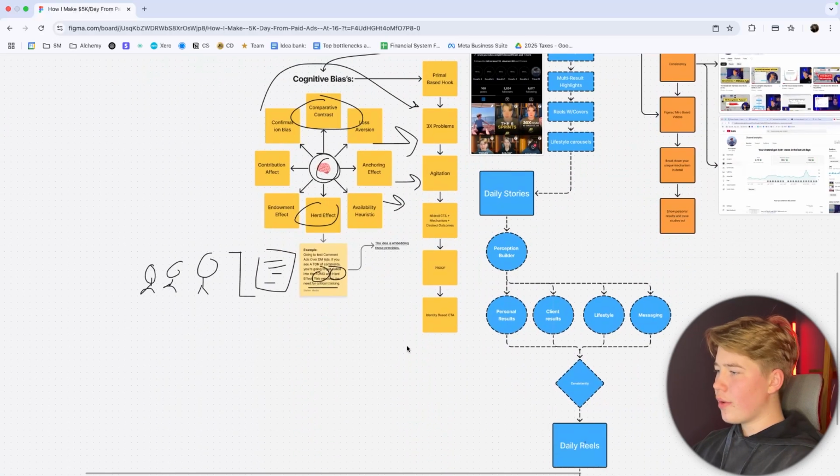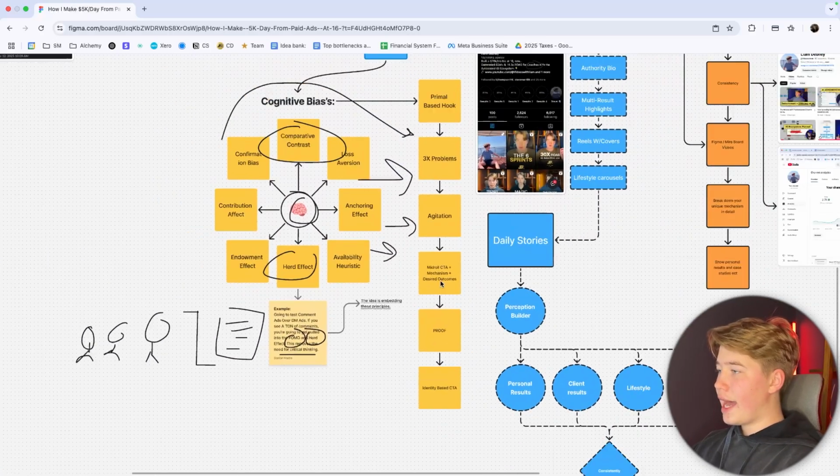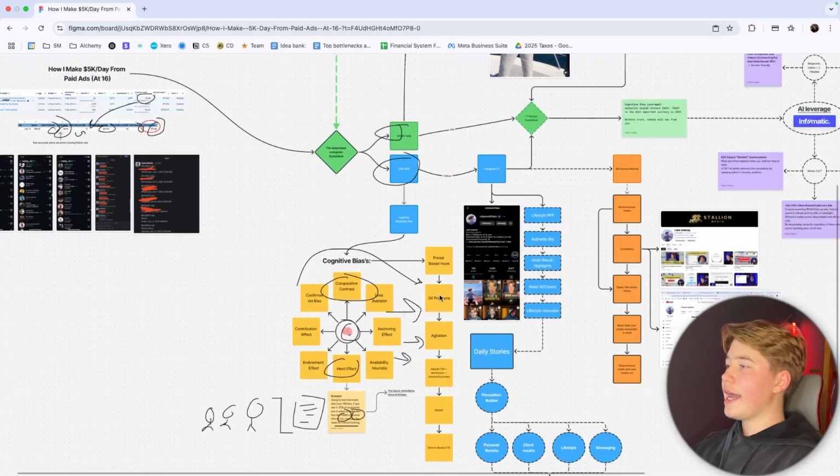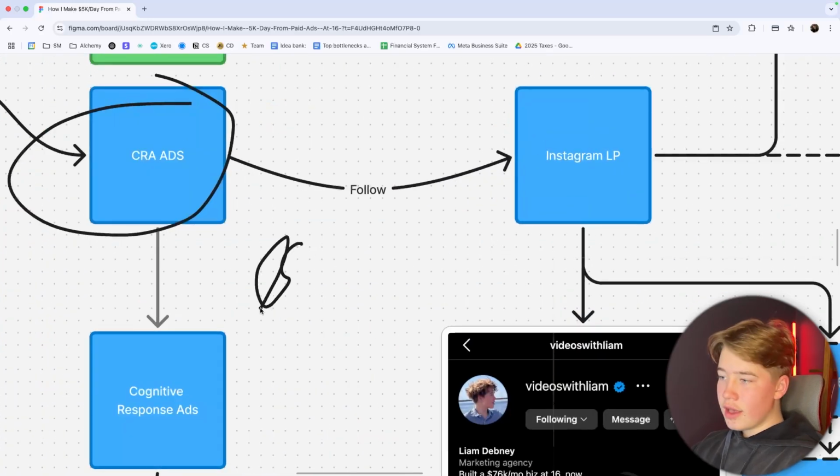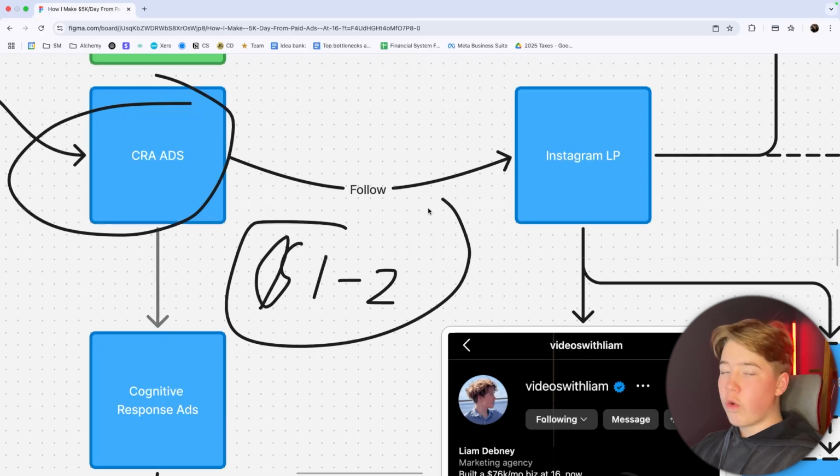The next step is having these people from the ad, and this is the framework we use, go ahead and follow on your Instagram landing page. Why follow? It's another bias because it doesn't cost them anything, meaning we can get followers at $1 to $2 each. That's our client average, and they are qualified.